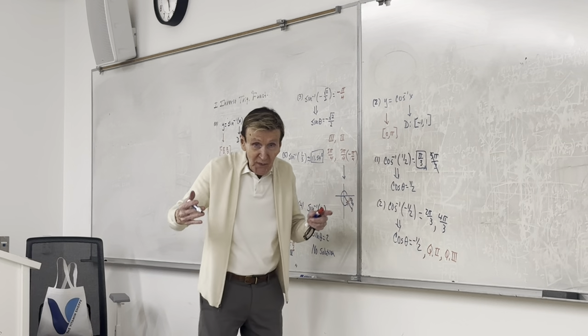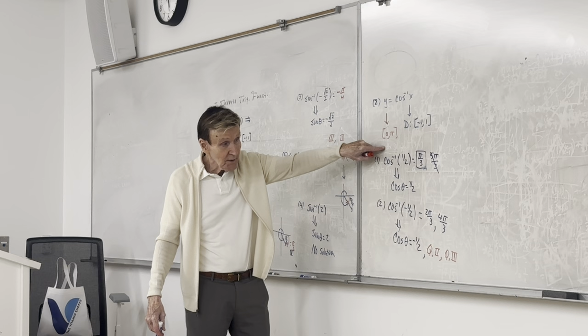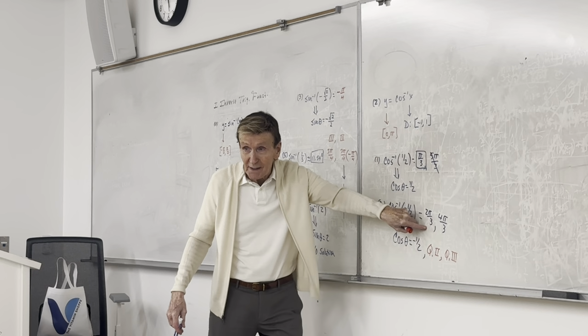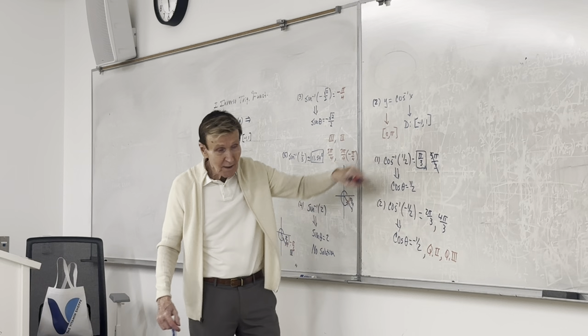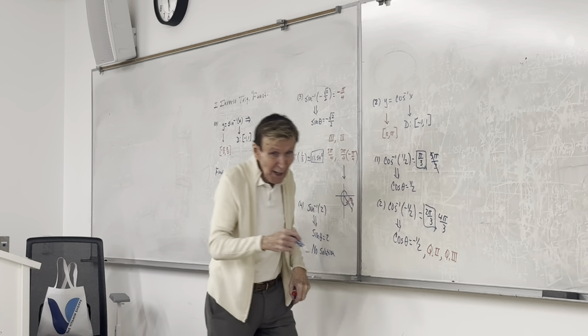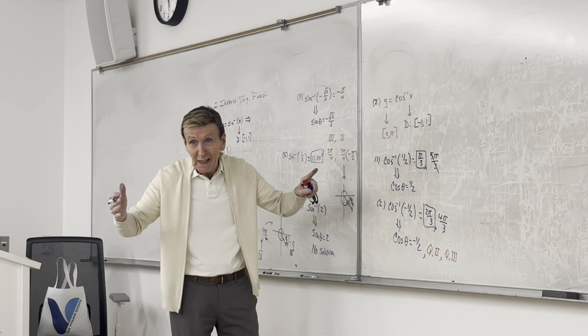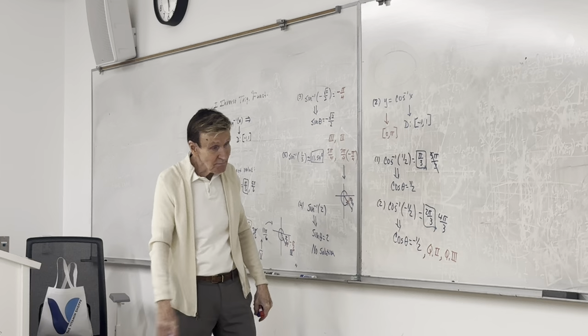Now, if one of those fits the restriction, I'm done. This one is 120. Is 120 caught between 0 and 180? Of course it is. This one, 4 pi over 3, is 240, and 240 would not fit here. So this one has an answer: it's 2 pi over 3.